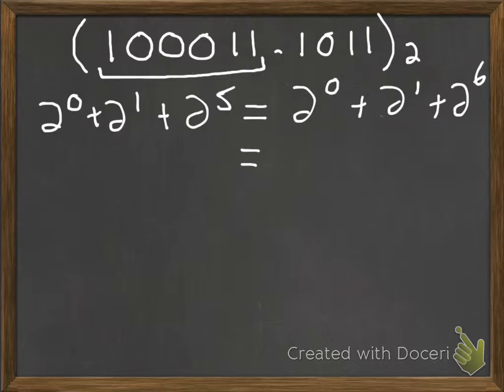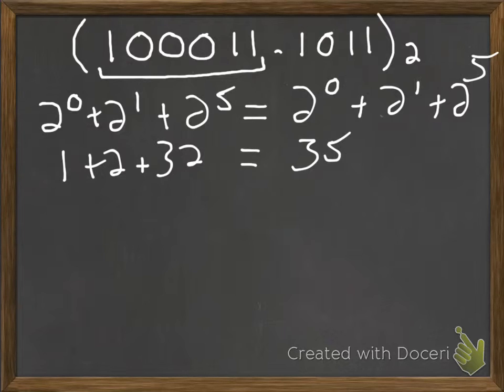Okay, so 2 to the 0 is 1, so we have 1 plus 2, and then 2 to the 5. If you can't do that in your head, let's say for example 2 to the 3 is 8, and to get 2 to the 5, you just need to multiply that by 2 to the 2, which is 4. So it's 8 times 4, which is 32. So this should equal 35, base 10.